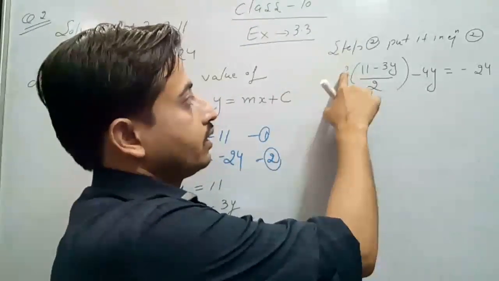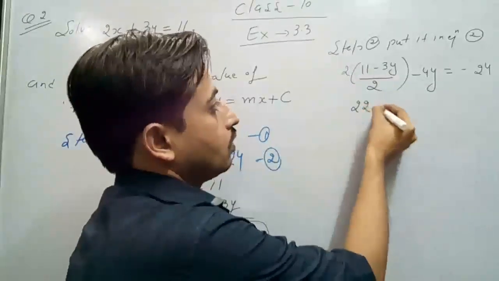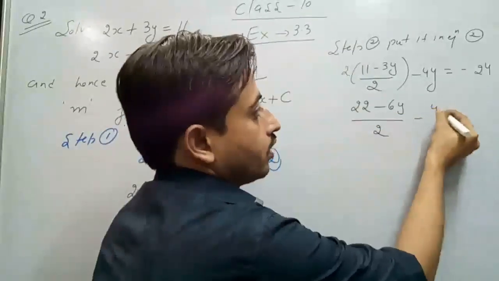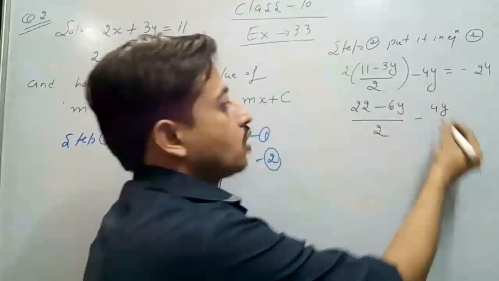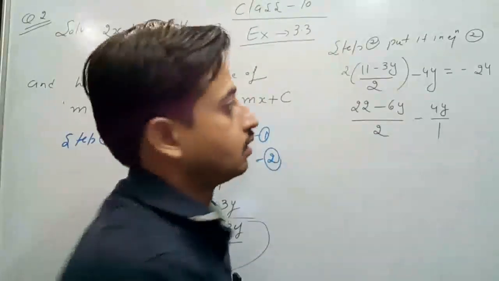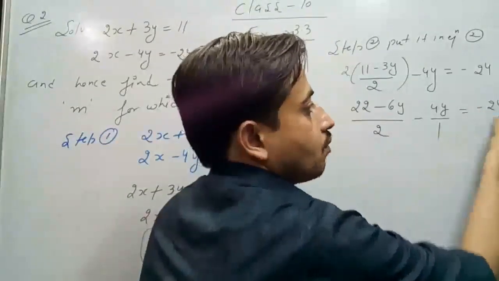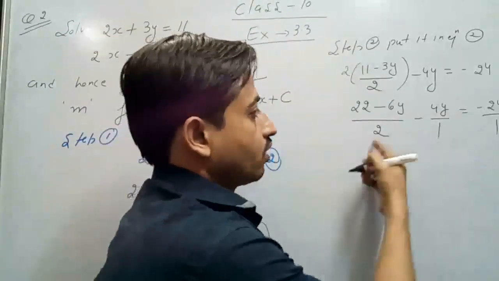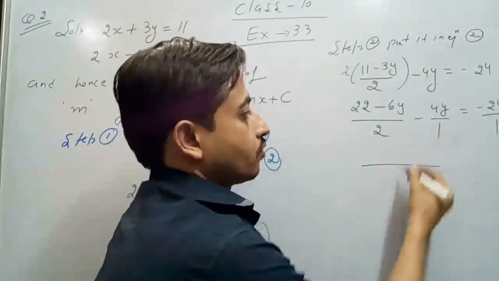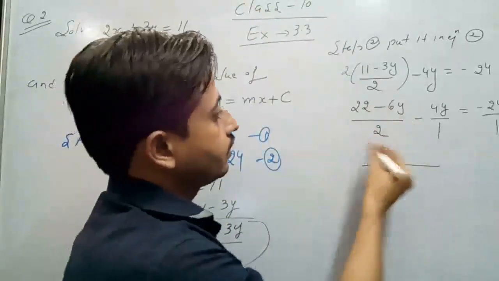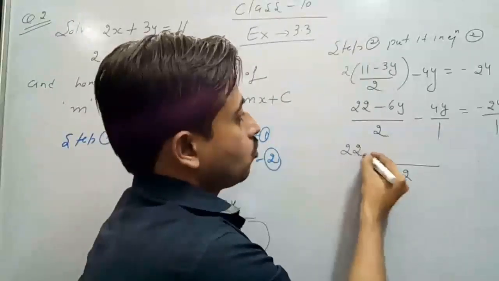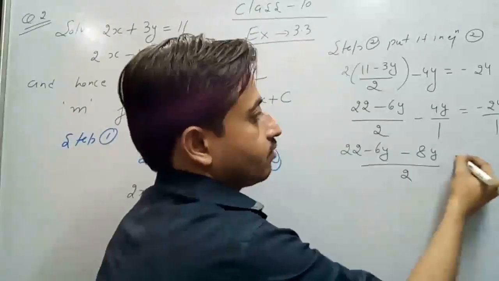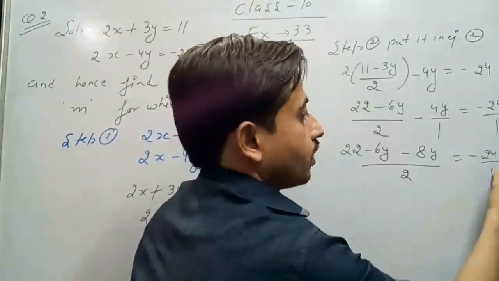Now first we have to multiply. 11 into 2 we get 22, and 2 into 3y is 6y, divided by 2, minus 4y is equal to minus 24. I am also making the other terms rational, because that makes it very easy to solve. Now take the LCM. What is the LCM of 2 and 1? 2. Now multiply: 22 minus 6y, and minus 4y into 2 we get minus 8y, which is equal to minus 24 divided by 1.